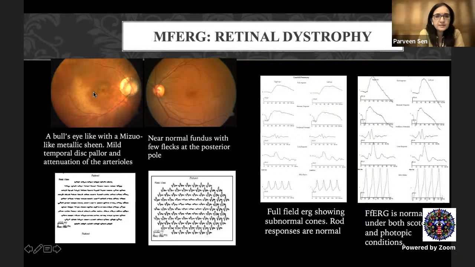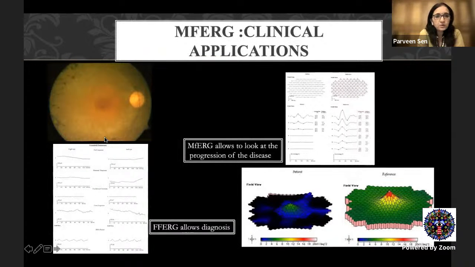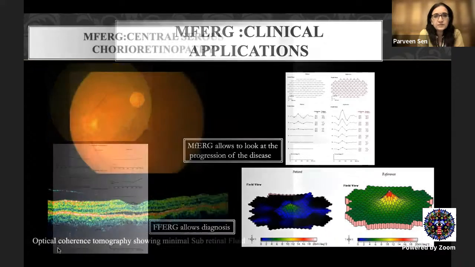So definitely this is a patient of cone-rod dystrophy, and here you have a patient with a limited macular dystrophy, something like Stargardt's disease. Again, we all know that this is retinitis pigmentosa, but in future, when we are looking at gene therapy or other trials, how do we look at the response to therapy? Full-field ERG will not give us the response to therapy because it is extinguished. If you do a multifocal ERG and the central island is spared, you can see whether this improves or decreases with your treatment. So this can help you look at the progression of disease.